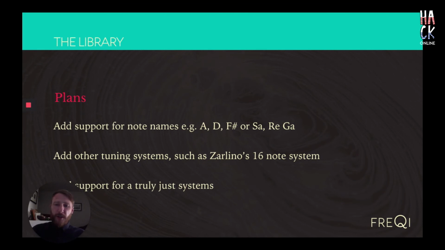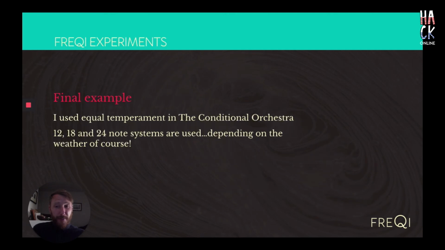And I'm going to add support for some other tuning systems. So there's Zalino's 16-note system, which I think he designed for a harpsichord, which is strange and interesting. And I'm going to add support for truly just systems. So what I mean is I'm going to attempt to write an algorithm based on the Pythagorean principle, or one of them, which actually creates a sequence of notes out of a given formula rather than an array of predefined ratios. So those are my plans for it, but I'm open to suggestions if anyone's got any.